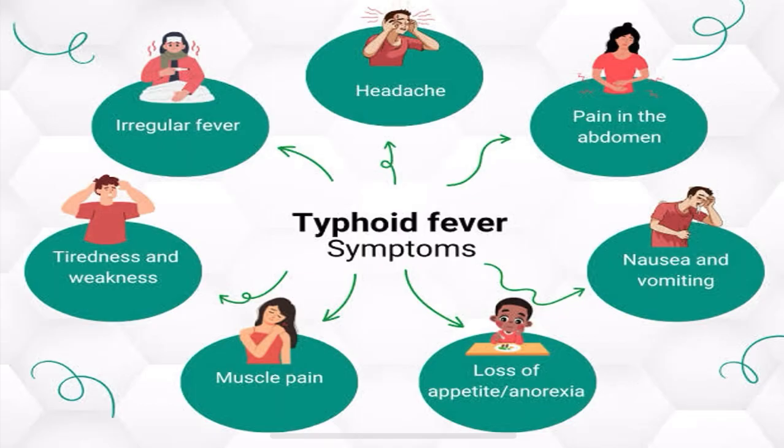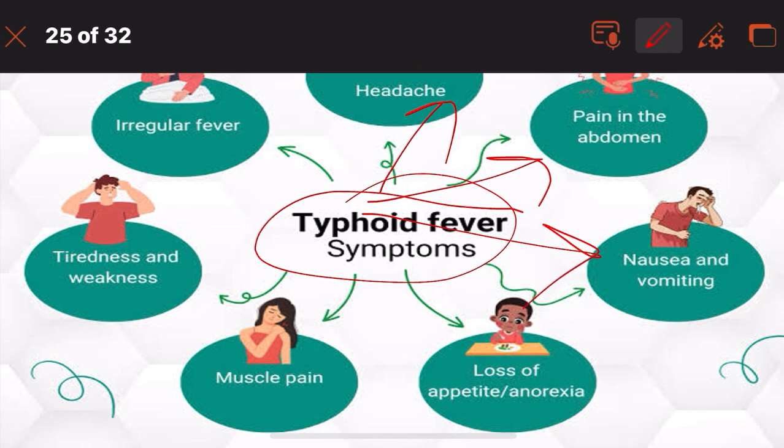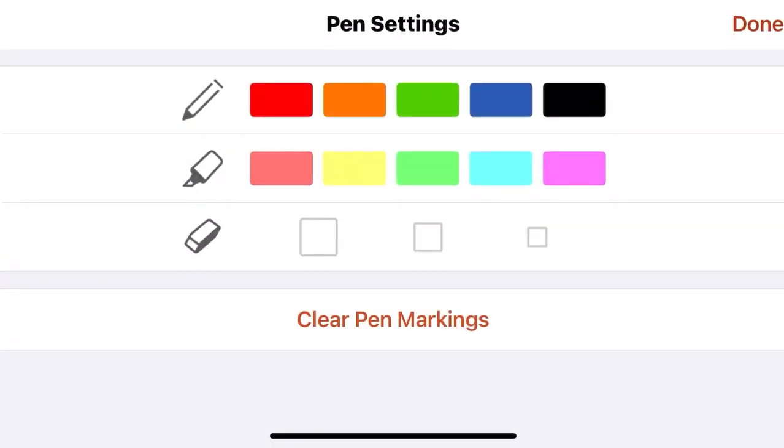Now you see the typhoid fever symptoms summarized in this slide. The patient can present with headache, abdominal pain, nausea, vomiting, GI symptoms. Okay, then myalgia, muscle pain, loss of appetite, anorexic state, tiredness, weakness, irregular fever can be there.